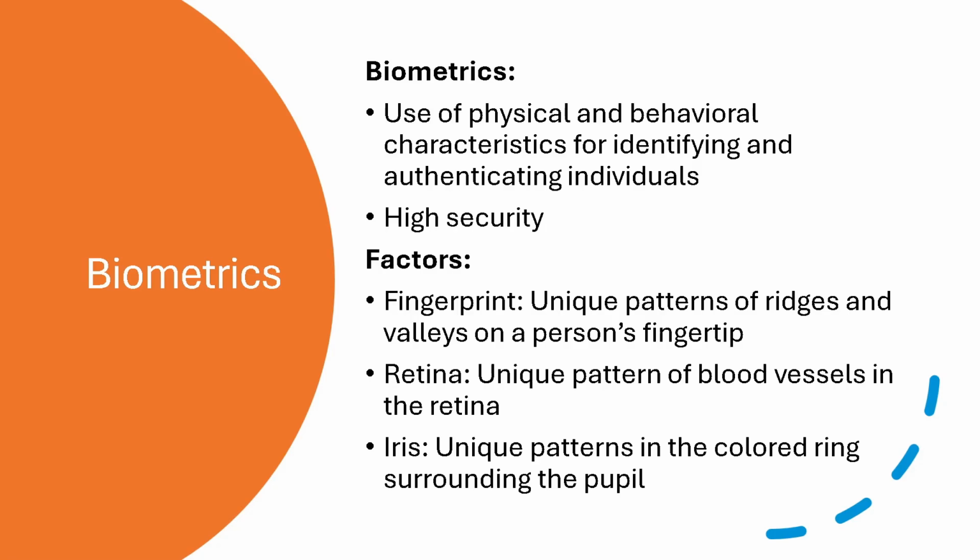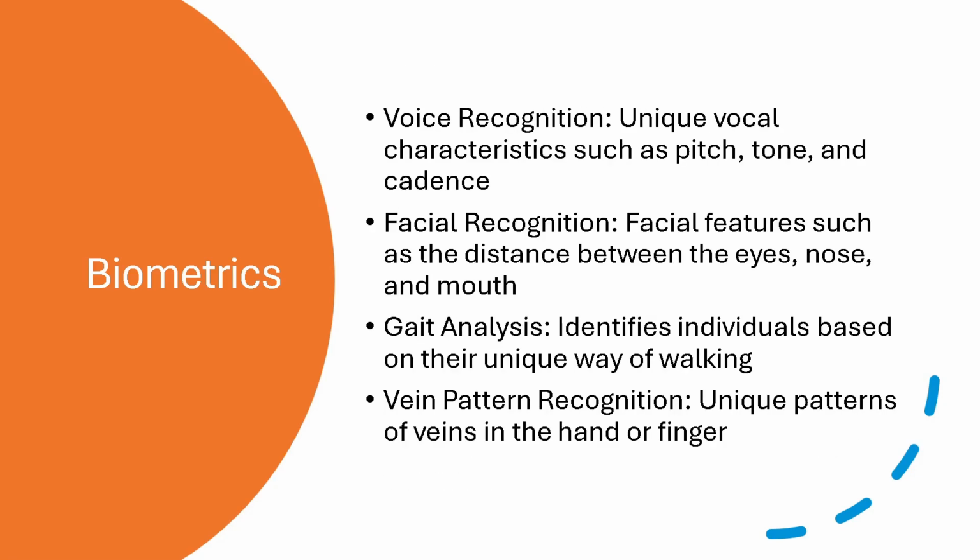Iris recognition. It uses the unique patterns in the color ring surrounding the pupil of the eye. It is used in airports, national ID programs, and border control. Voice recognition. Voice recognition authentication identifies individuals based on unique vocal characteristics such as pitch, tone, and cadence. It is used in call centers, mobile banking, and voice activated systems.